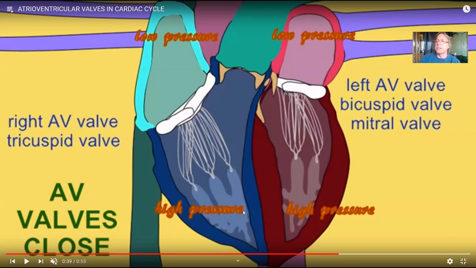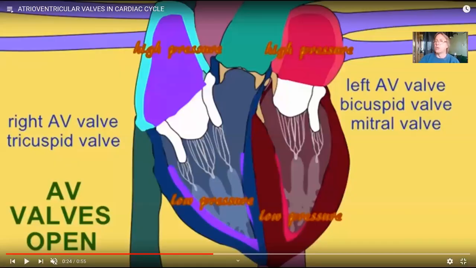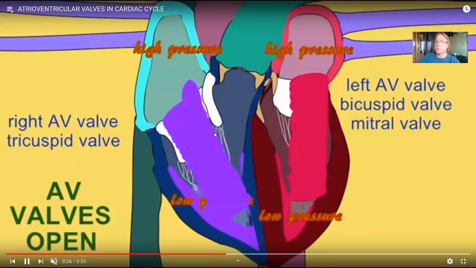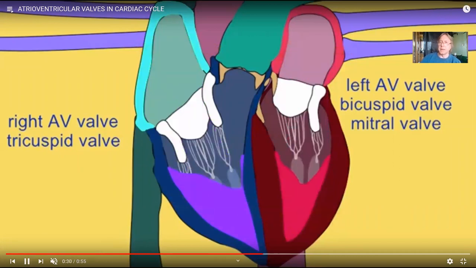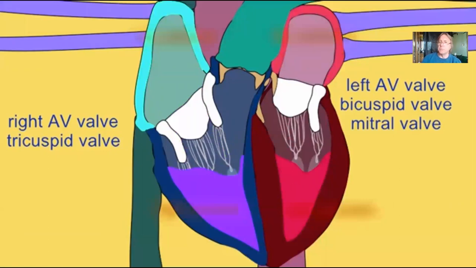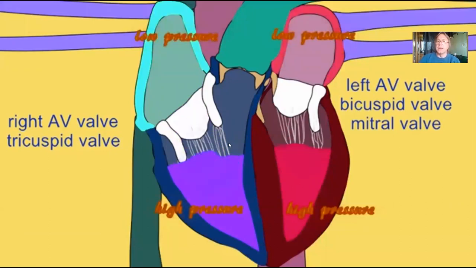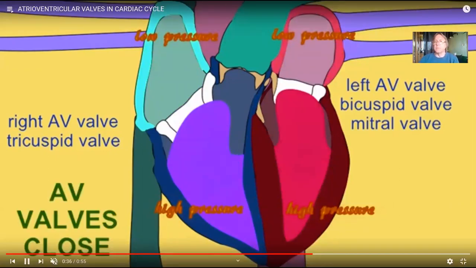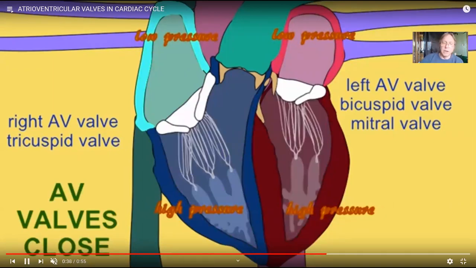So when blood tries to go the wrong way because there's a high pressure in the ventricle and a low pressure in the atria, that is what will cause the valve to close. Now, as we will see in the next video, that will cause the blood to swirl around. There will be turbulence, and that will actually make a heart sound. So when we listen to the heart, we'll talk about this in the next video, we hear lub-dup, lub-dup. The first heart sound, the lub, is the turbulence in the blood when the AV valves close.